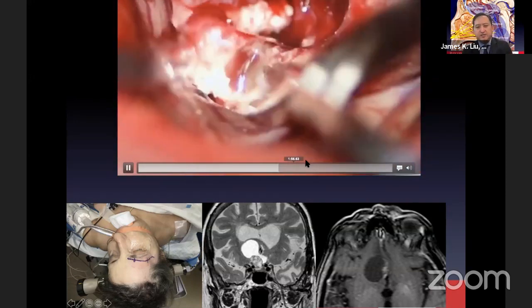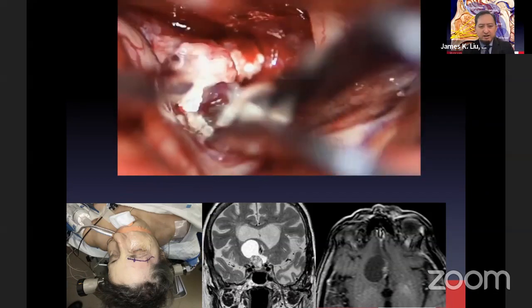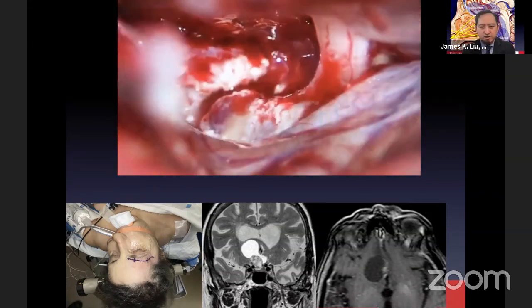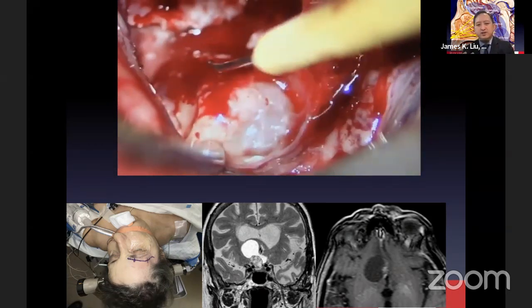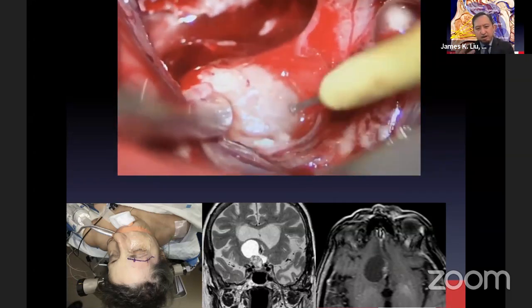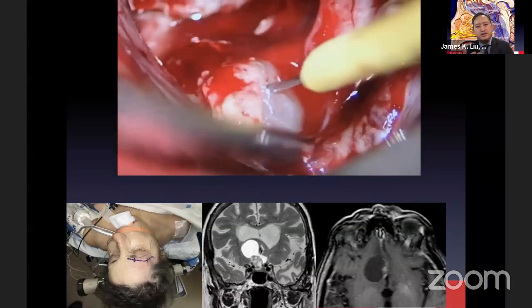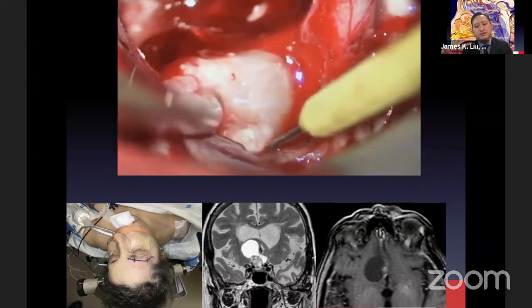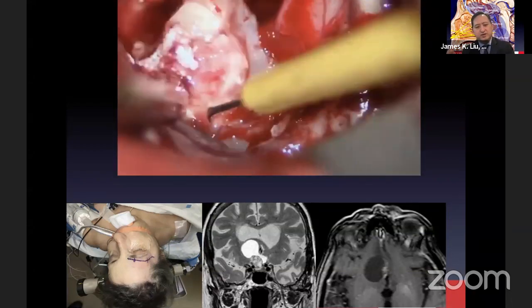Again, just piecemeal debulking with a good pair of micro scissors, spreading technique, sharp cutting, no pulling, just gentle traction and sharp dissection. Now here's where the tumor is very adherent to the optic nerve. There was no plane here, but I used this arachnoid knife and I cut right along the tumor capsule. And when you cut right along the tumor capsule, you'll free up these dense adhesions, which will then mobilize towards the optic nerve. So stay right on the tumor capsule, gentle retraction.